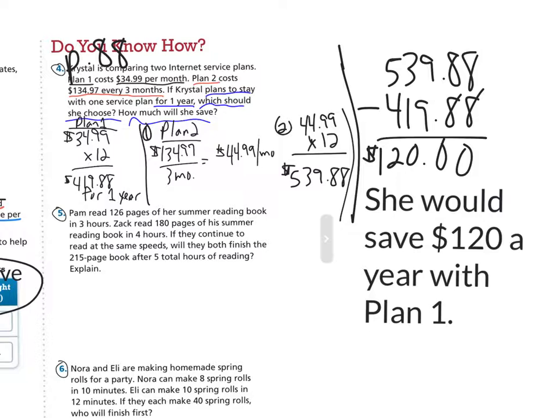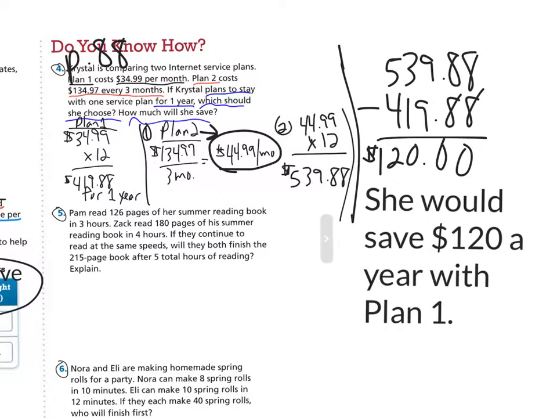It's not a big deal, but just to mention it to you guys. Another option would be to look at the monthly costs. So they told us plan 1 was $34.99 a month. Plan 2 we figured out was $44.99 a month. So if you subtract those, that's a difference of $10 per month. $10 per month times 12 months is $120 would be another way. So several different ways that we can work this out to get the answer for that one.